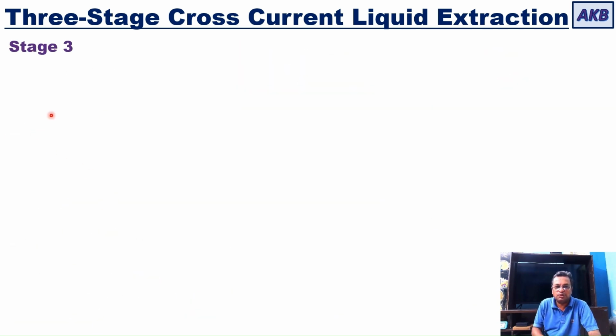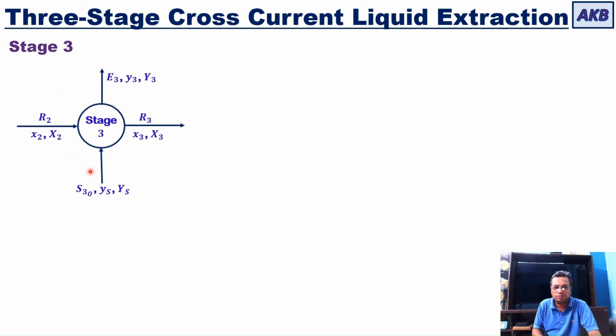Now let us look at stage number 3. For stage number 3, the raffinate from stage number 2 is the feed. It is contacted with fresh solvent, and then at the end of the operation in stage number 3, you are going to get raffinate out of it and extract out of it. Raffinate will contain all A in it, and extract will contain all B in it. Why? Because in our discussion, A and B are not at all soluble in each other.